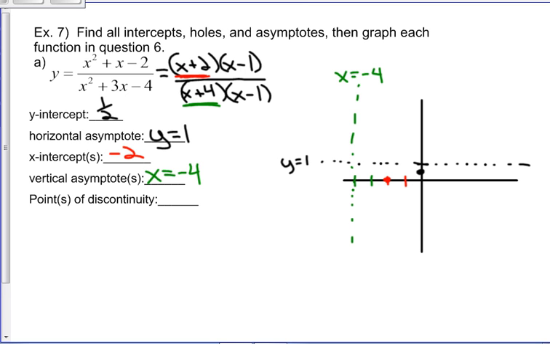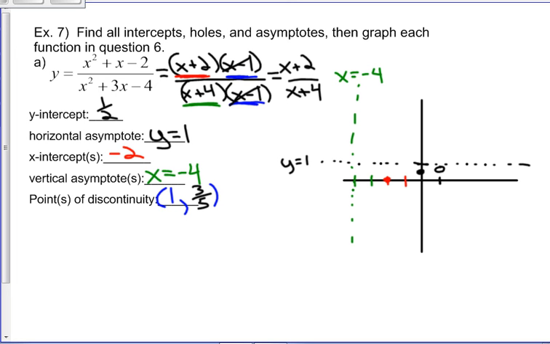Lastly, there's going to be a point of discontinuity on this, and that is going to occur when x is 1. It's a factor of both the top and the bottom. And if you want to figure out exactly where that is, then you can cross these out. You'll have x plus 2 over x plus 4, and I just sub in 1. So 1 plus 2 is 3, 1 plus 4 is 5, so at 1, 3/5. Okay, and that's going to be a hole. That's how I show that point of discontinuity.